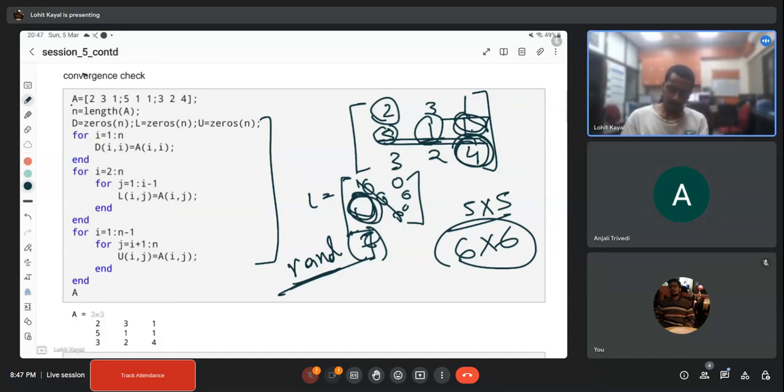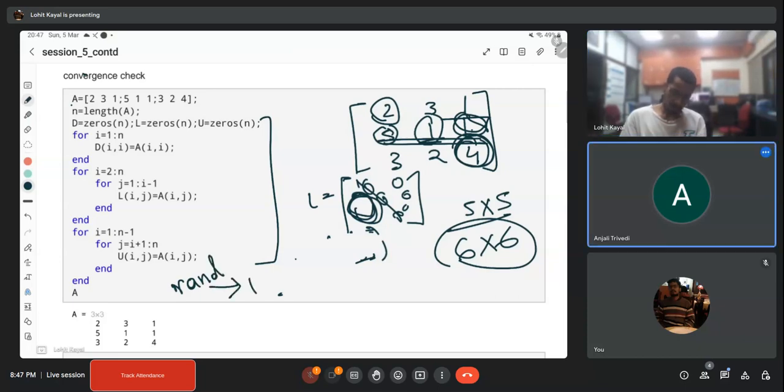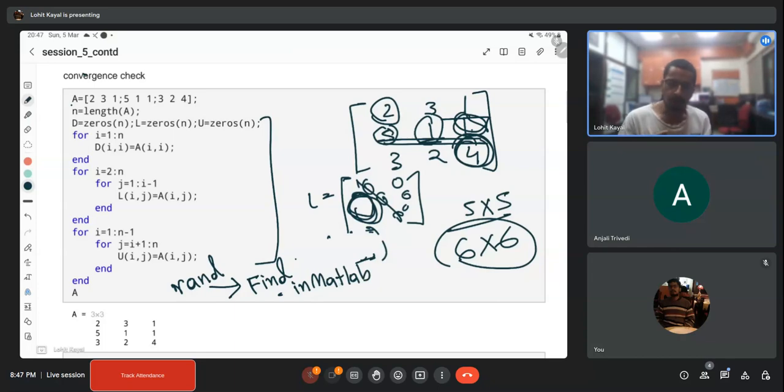So finding this D, L and U is necessary. So I will just write it here. Rand, for checking the convergence criteria. So here, this loop is for calculating L.